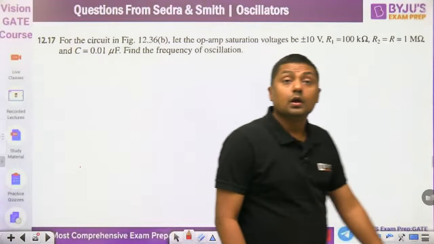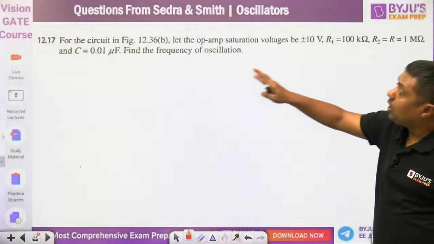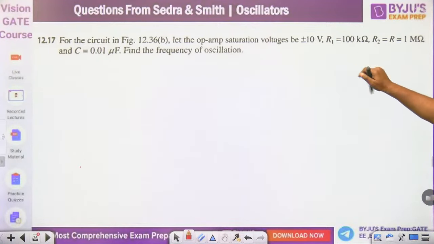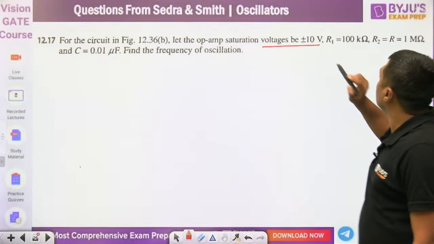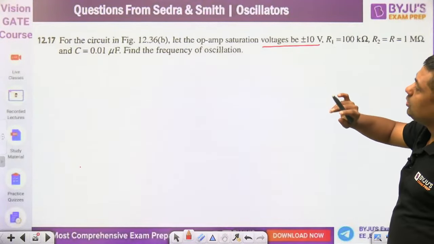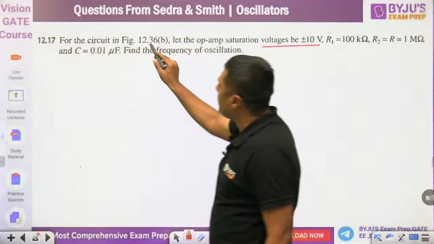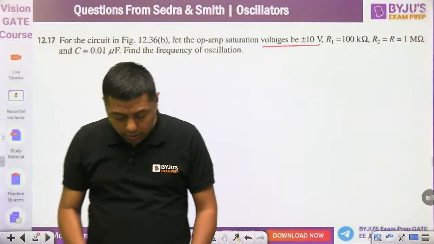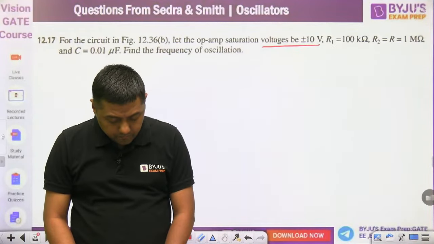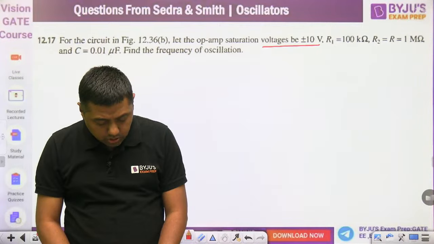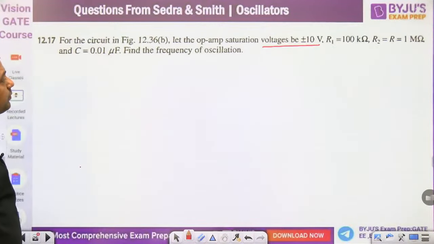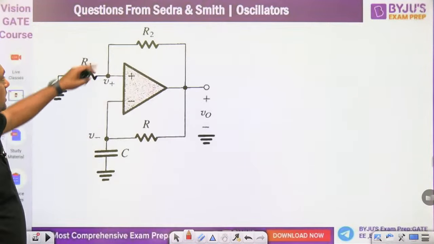Another one. What is the other question? For the circuit in the figure, let the operational amplifier saturation voltage be plus minus 10 volt. R1 is 100 kilo ohm, R2 and R are equal to 1 mega ohm. C is equal to, find the frequency of oscillation. What is the 12.36B that is given? 12.36B. Okay, it is nothing but what? An astable multivibrator. And R1 and R2. Where are R1 and R2 given? That is very, very important. This is the circuit. R1 and R2.